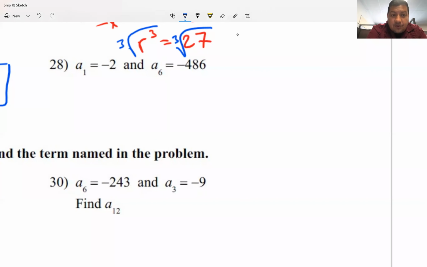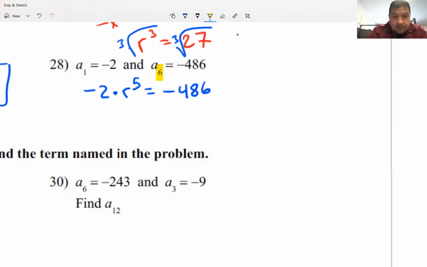So here I gave you the first number. I gave you the sixth number. So then I'm going to say -2 multiplied times the ratio 5 times is equal to -486. Remember, the first number, the sixth number, you subtract those subscripts. That's how I got the exponent of the ratio. That's how I got the 5 from the R.